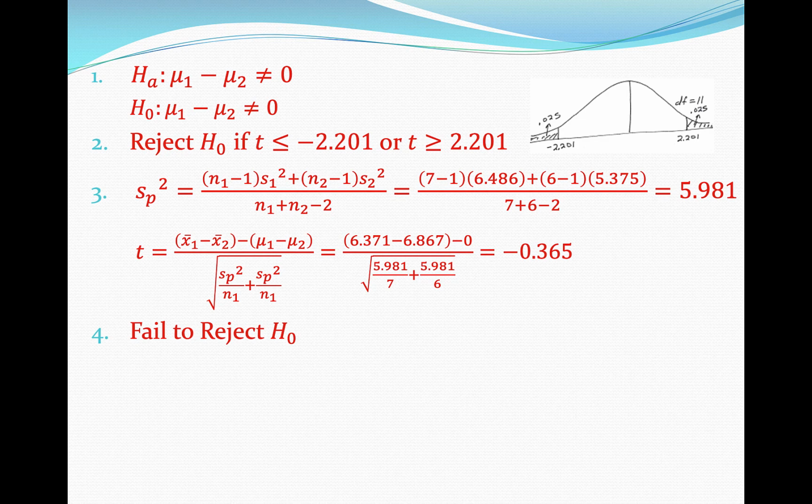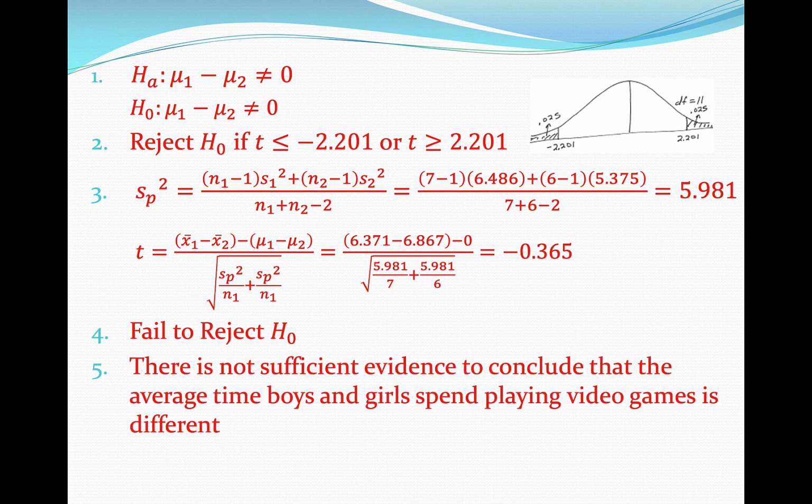Since we fail to reject H0, that means there is not sufficient evidence here to prove there's a difference. So our final part of this hypothesis test is just our conclusion. We should say something to the effect that there is not sufficient evidence to conclude that the average time boys and girls spend playing video games is different. So something like that.